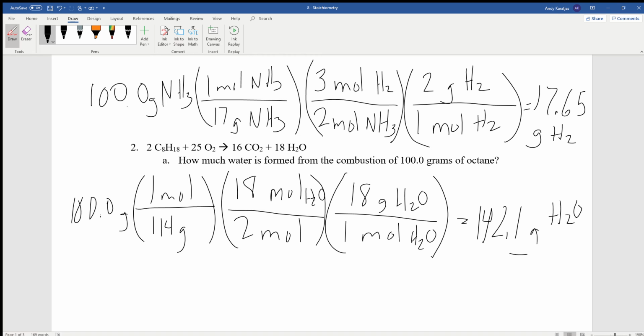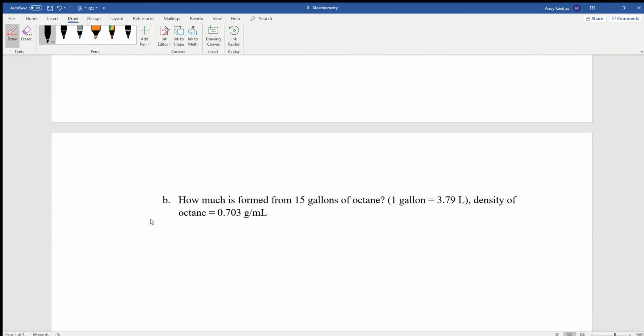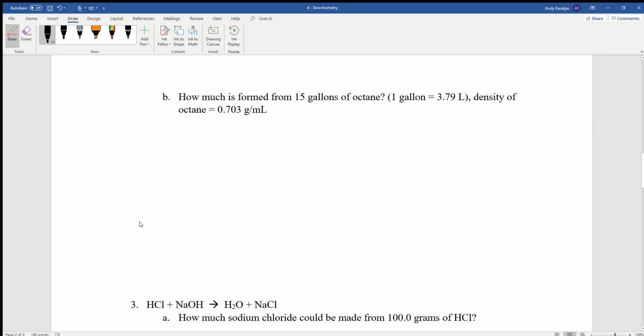Now, does that seem like a lot? Well, let's put this in a different context. Now, instead of burning off just 100 grams of octane, what if we burned a whole tank? 15 gallons is a pretty typical size for a gas tank. So what if we burned 15 gallons of gas? How much water do we make?